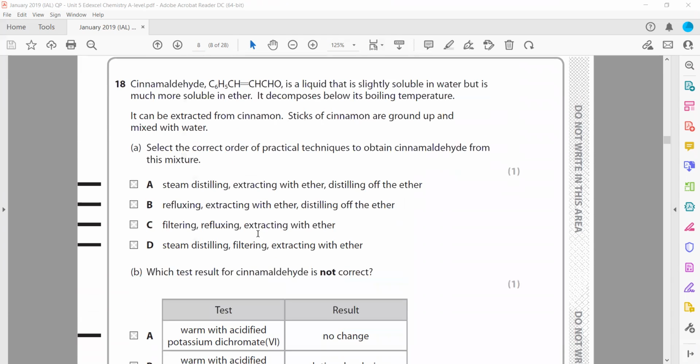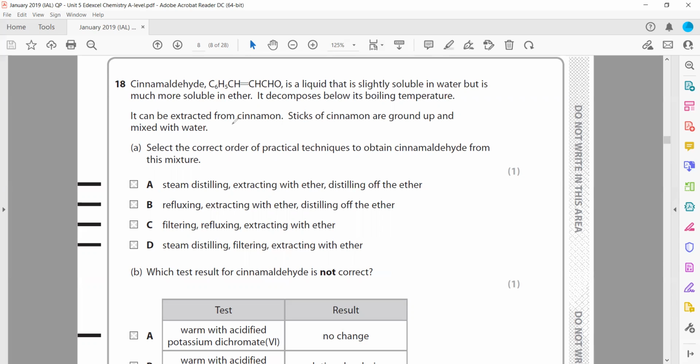In this question, cinnamaldehyde is a liquid that is slightly soluble in water but more soluble in ether. It decomposes below its boiling point. So when a substance decomposes below its boiling point, we normally use steam distillation. Otherwise, we supply the heat energy and wait until the substance boils. Even before it boils, the substance is converted into another, because it changes chemically. So for that purpose, we use steam distillation.